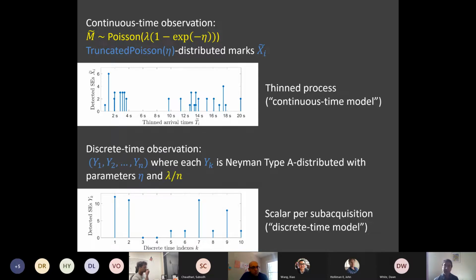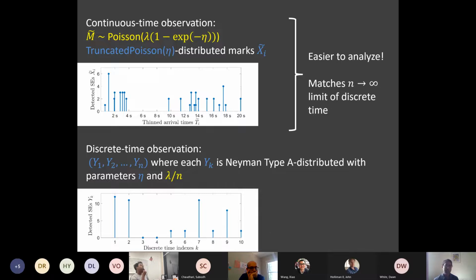The discrete time model is that n tuple of Neyman type A random variables, where before we had parameters eta and lambda, now we have eta and lambda over n, because the full dose of lambda has been divided into n smaller doses of lambda over n. But like I said, I'm going to mostly concentrate on the continuous time model here. It's much easier to analyze, and it matches the n to infinity limits in certain ways.